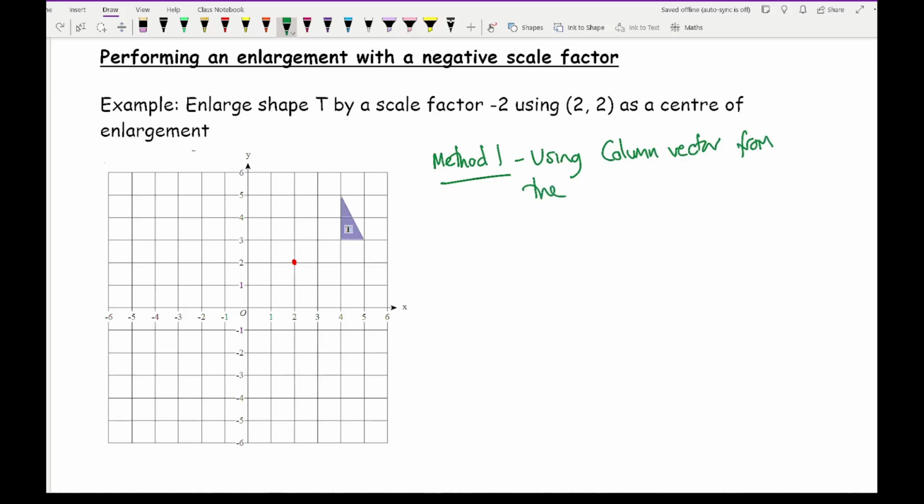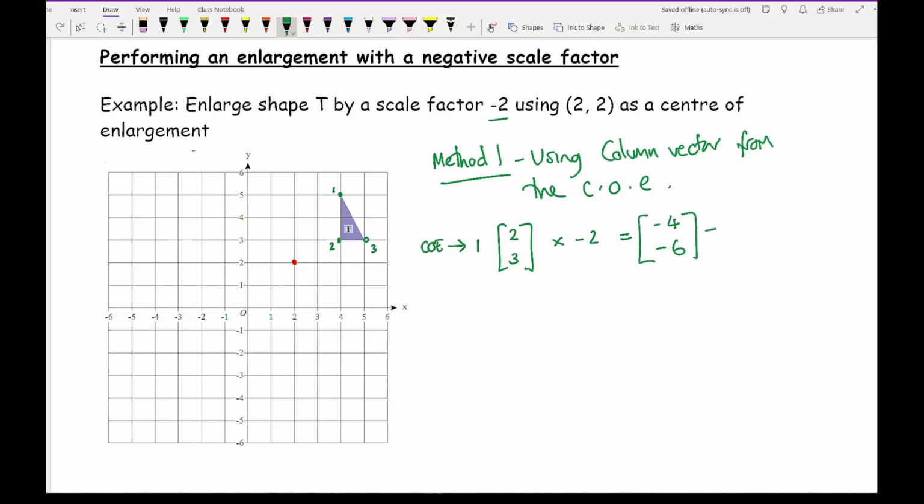from the centre of enlargement. So for this, if I just label these 3 points on triangle T, I'm just going to label them 1, 2, and 3. So to get from the centre of enlargement to 1, what I need to do is go to the right 2 squares and up 3 squares. Now if I then multiply that by the negative scale factor, so if I multiply that by -2, then what I end up with is -4 and -6.